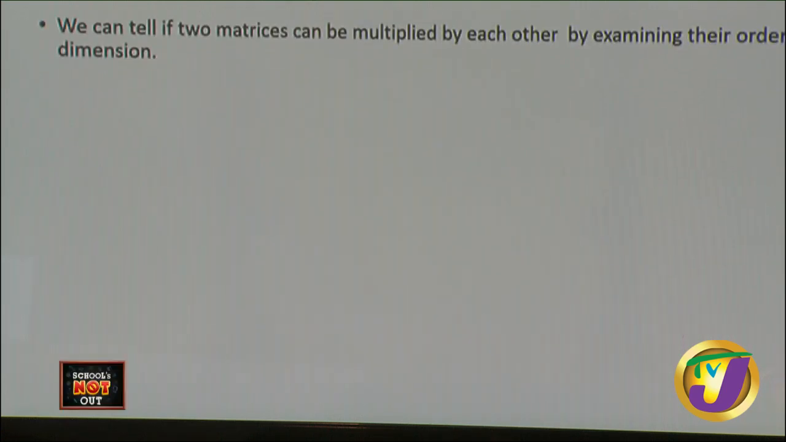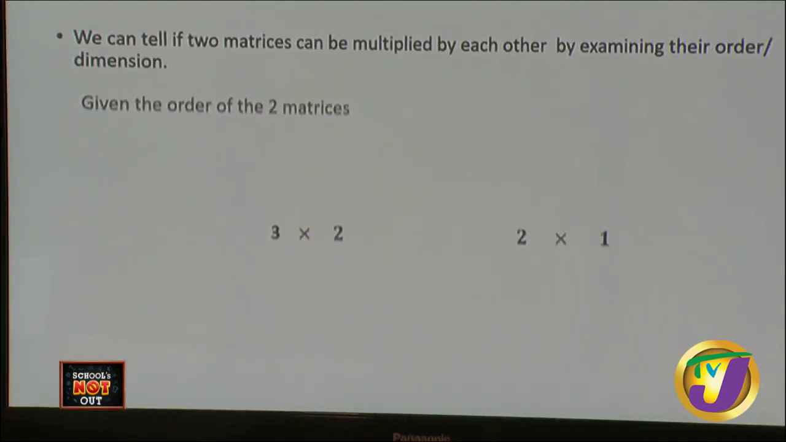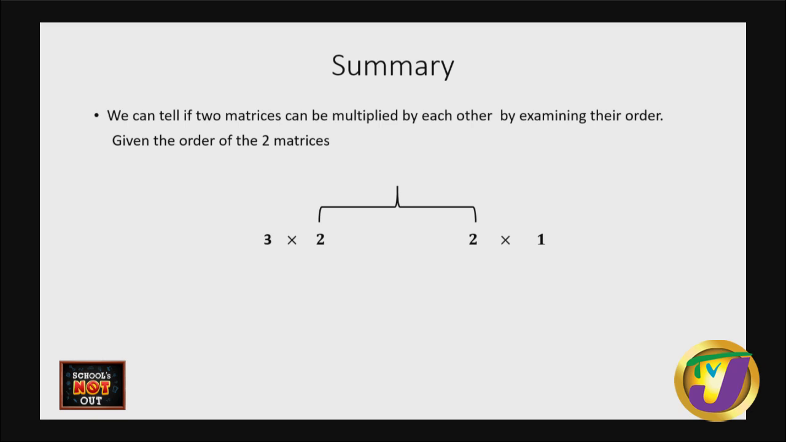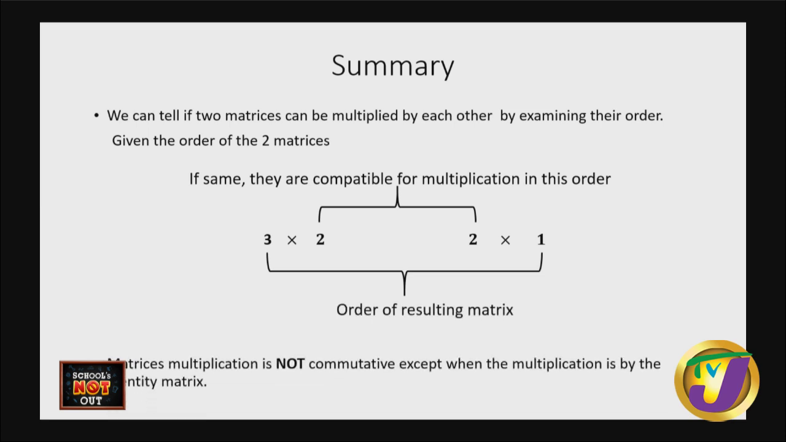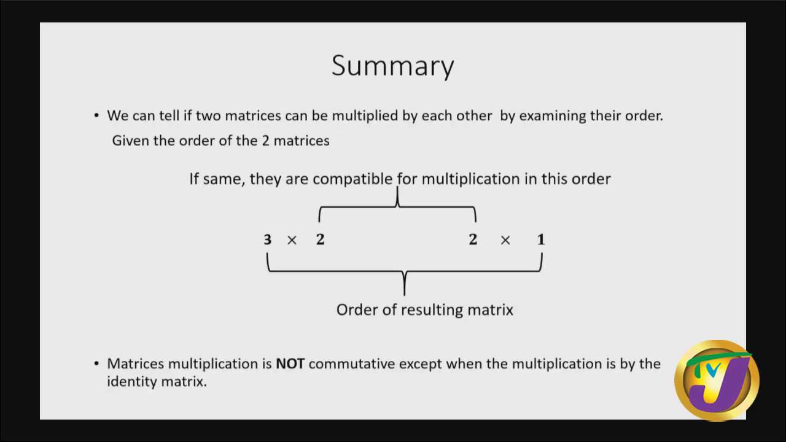We can tell if two matrices can be multiplied by each other by examining their order or dimension. We look at the inner values, and they will tell us if they are compatible. The outer values will tell us the order of the resulting matrix. We know that matrix multiplication is not commutative, except when it is the identity matrix.